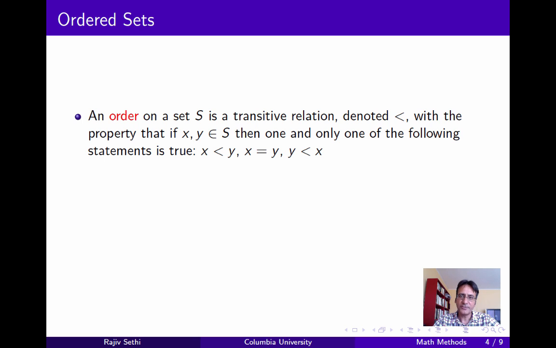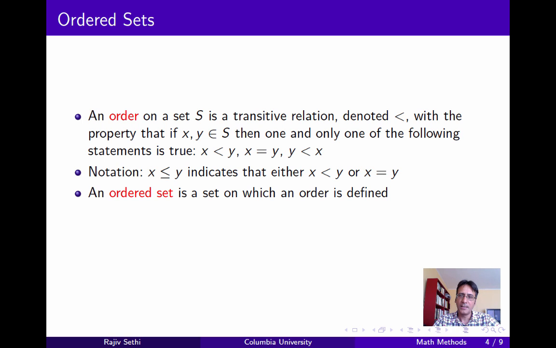An order is a transitive relation, which we're going to denote with the less than symbol, and it has the property that for any pair of elements x, y in a set S, either x is less than y, or y is less than x, or x and y are the same element. And we use the notation x less than or equal to y to indicate that either x is less than y or they are the same element. And an ordered set is just a set on which an order is defined.